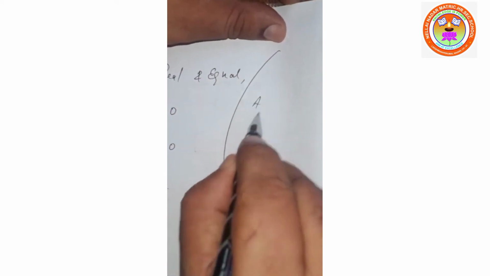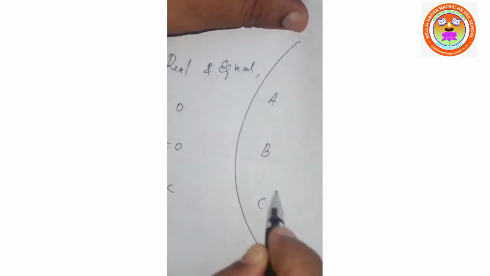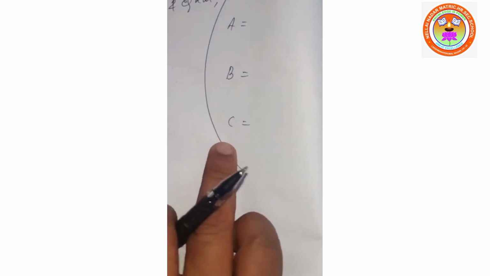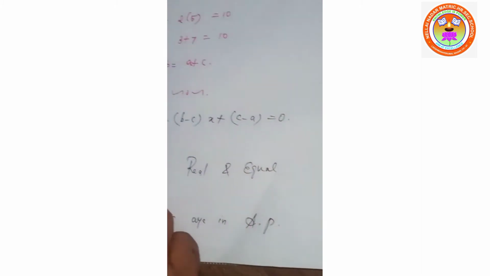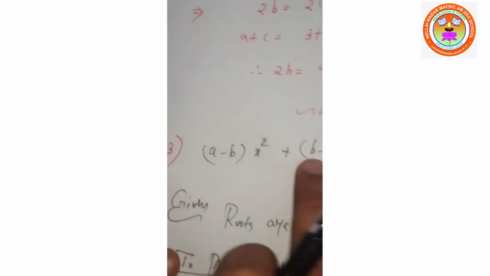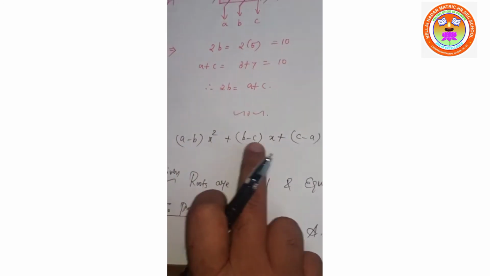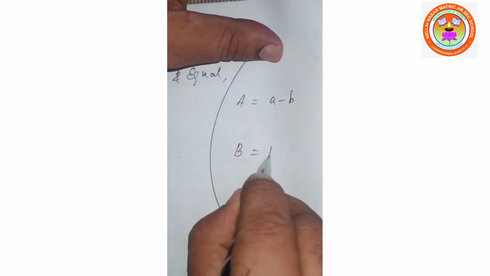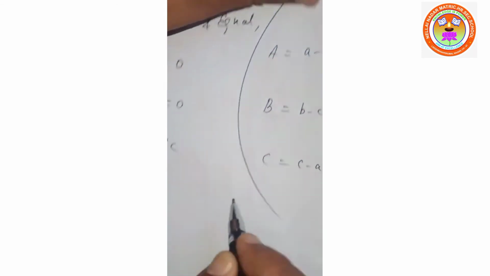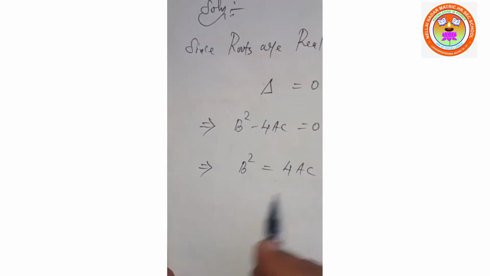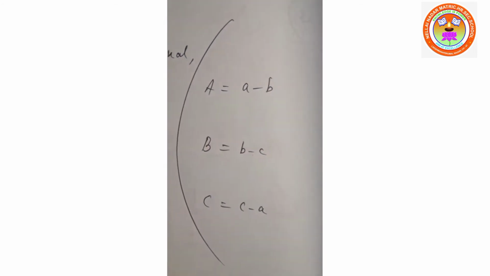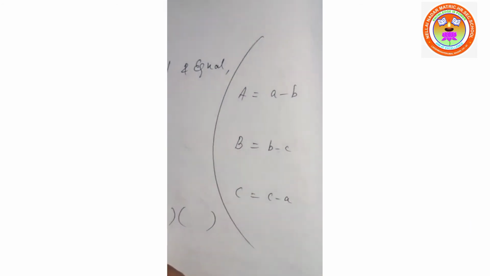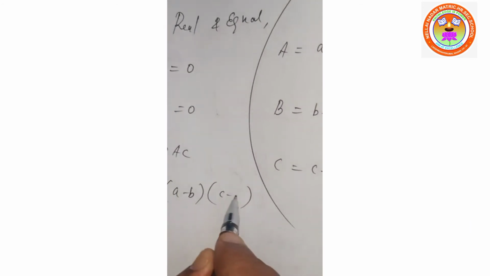Right? Capital A, capital B, capital C: coefficient of x squared, coefficient of x and constant. What is the coefficient of x squared? A minus b. This is capital A, capital B, capital C: a minus b, b minus c, c minus a. B square, that is b minus c the whole square equals 4 into a into c. Capital A is a minus b, capital C is c minus a.